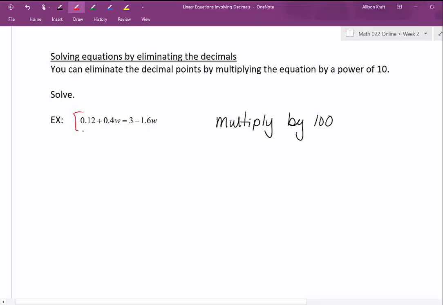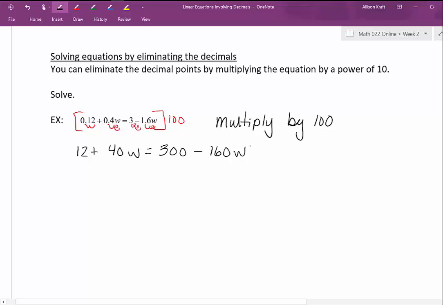When I multiply this whole equation by 100, each of my decimal points should move 2 to the right. So that moves 2 to the right and becomes 12. Our next decimal point moves 2 to the right. I'm going to have to backfill in with a 0. This becomes plus 40w. Don't forget about the constant term or any term that doesn't have a decimal. We need to draw in the decimal and still move it 2 to the right and backfill with the zeros. This becomes 300 minus, again moving the decimal 2 to the right, 160w. And now we have an equation with no decimals in it.